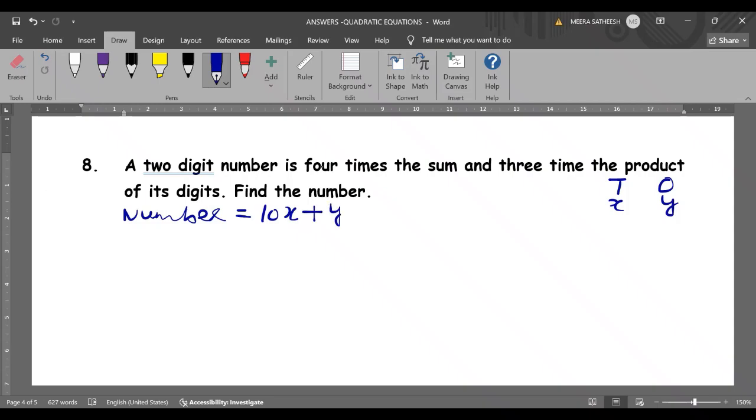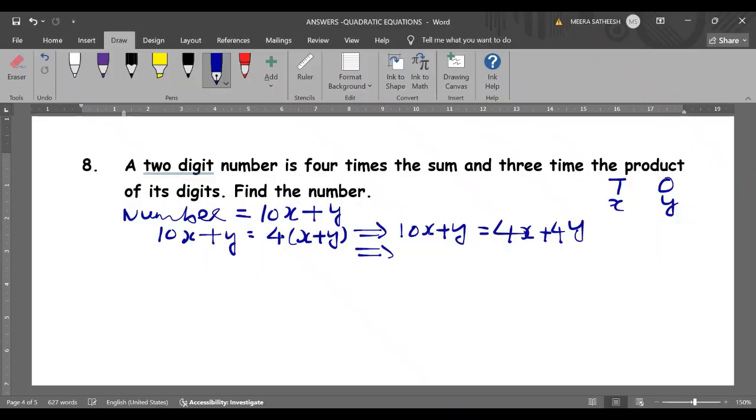And given that this number is 4 times the sum of its digits. So I can write 10x plus y is equal to 4 times the sum of its digits. So 4 into x plus y. On simplifying, 10x plus y equal to 4x plus 4y, or 10x minus 4x equals 4y minus y. So 6x equal to 3y. So what relation we can get from this? y equal to 2x.